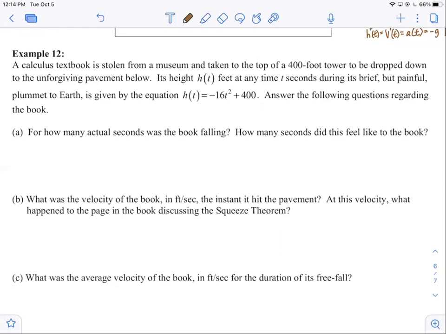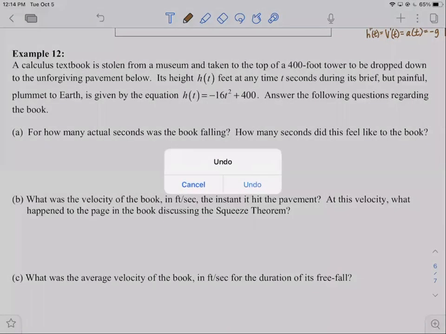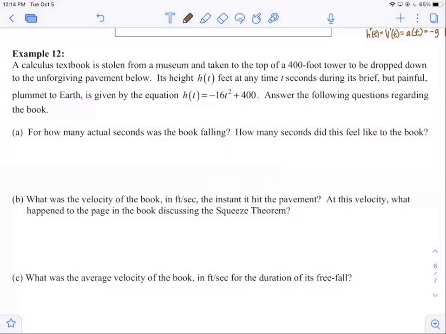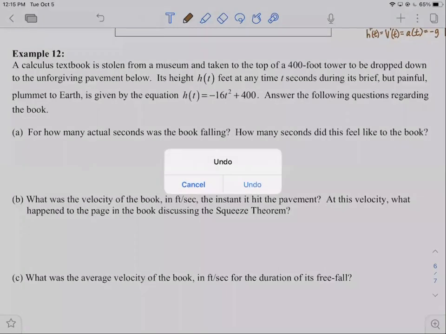Now here's what they're going to do. They take it to the top of a 400-foot tower, and they're going to be dropping it down just to hear it splat below. Now they're not necessarily a calculus hater, because if they're a hater, they might go to the top of the 400-foot tower and either throw it up higher to give it more velocity on the way down, or throw it down with an initial velocity. These folks are not doing either. These people are just dropping it straight from the 400 feet, okay?